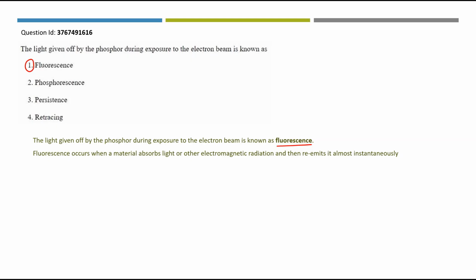If you take persistence, it is actually staying for a long time. So that term is not relevant to this particular statement. If you take retracing, at the end of each scan line, the electron beam returns to the left side of the screen to begin displaying the next scan line. That is retracing. This way we will be doing tracing. So retracing means starting again from the left side. It is also not relevant to the given question here.